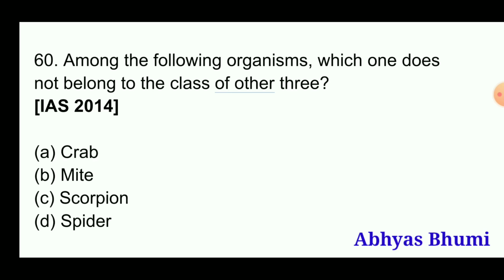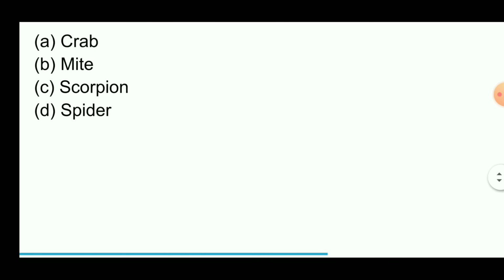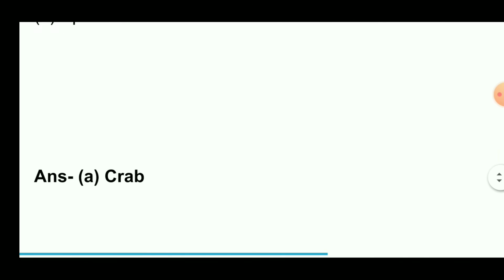Among the following organisms, which one does not belong to the class of the other three? This is the IAS 2014 question, guys. Option A, crab. Option B, mite. Option C, scorpion. Option D, spider. Tell me the right answer, guys. If you know the answer, please tell me. Option A, you are absolutely right, guys. Option A, crab, is the right answer.